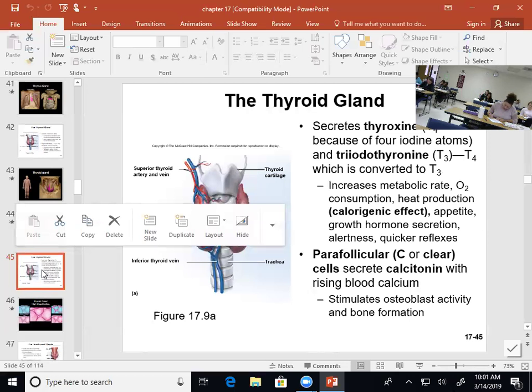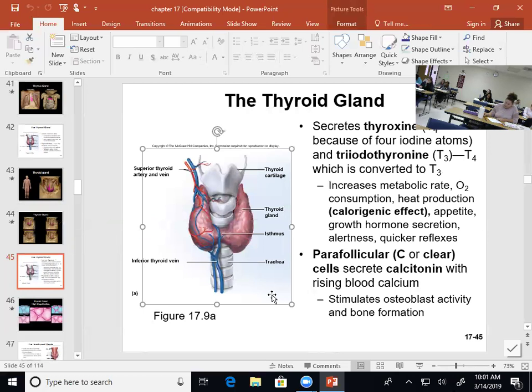We'll take a break in just a minute. So guys, I want you to know another hormone from the thyroid that y'all learned in BNP1. And it is called calcitonin.